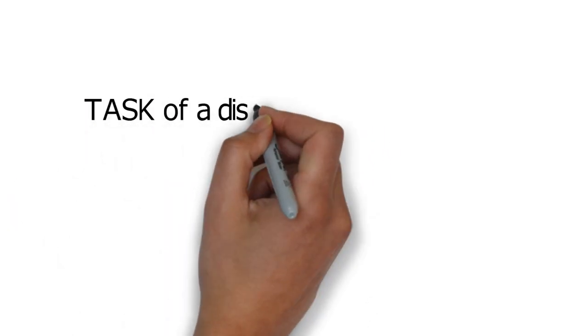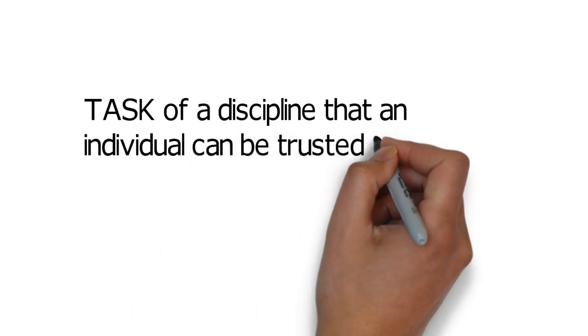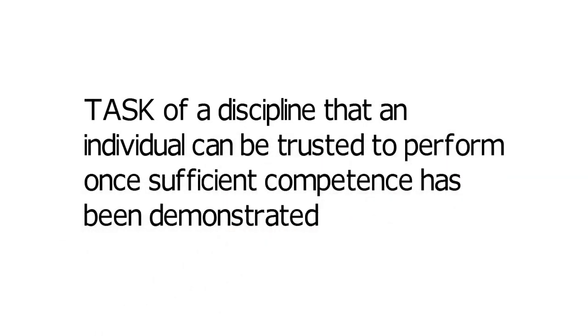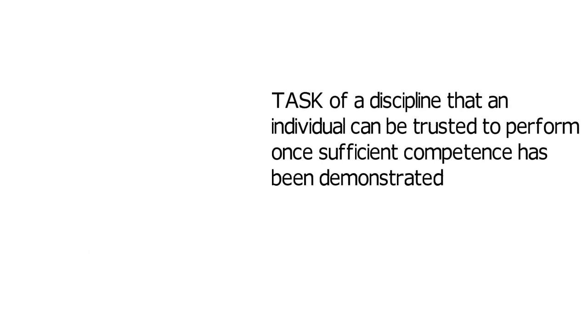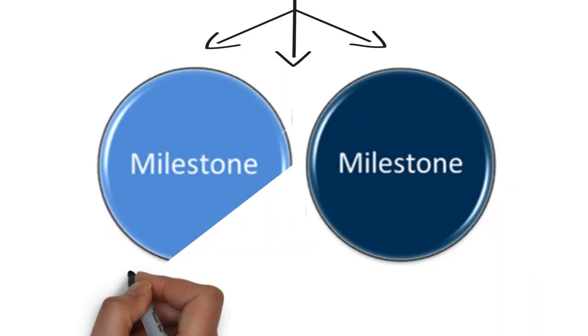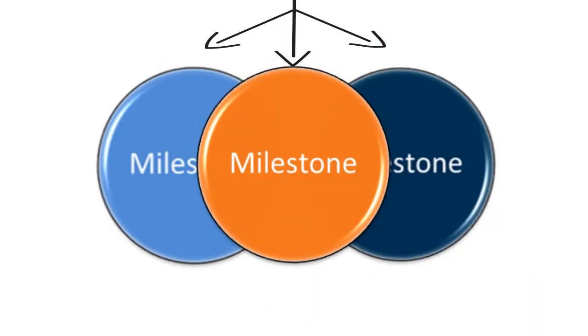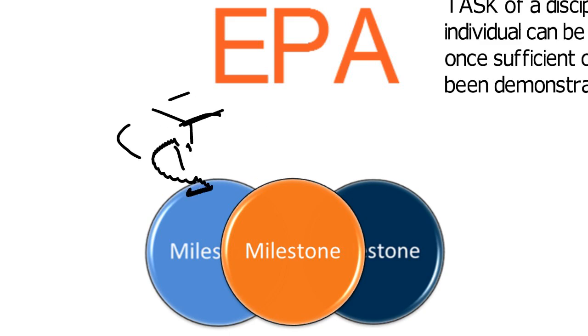An entrustable professional activity is a task of a discipline that an individual can be trusted to perform once sufficient competence has been demonstrated. Each EPA is made up of a number of milestones, which are the abilities expected of a resident in order to perform the EPA. So let's flip things around a bit and talk about milestones first.